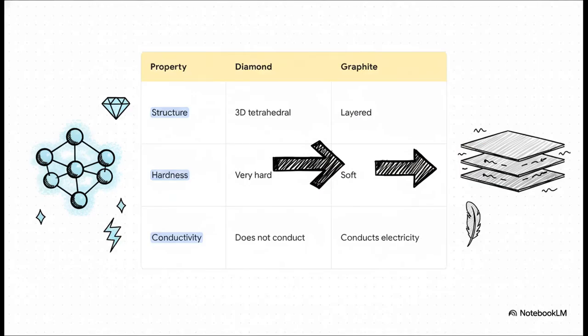So let's put it all together. Here it is, the ultimate side-by-side showdown. You've got the same element, carbon, but a simple little shift in atomic structure from a 3D web to flat layers completely changes the game. Hardness, softness, conductivity, it all just comes down to how those atoms are arranged.